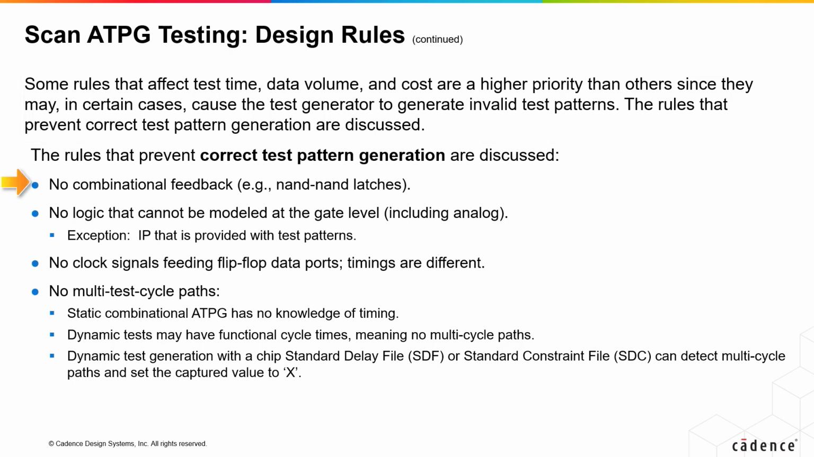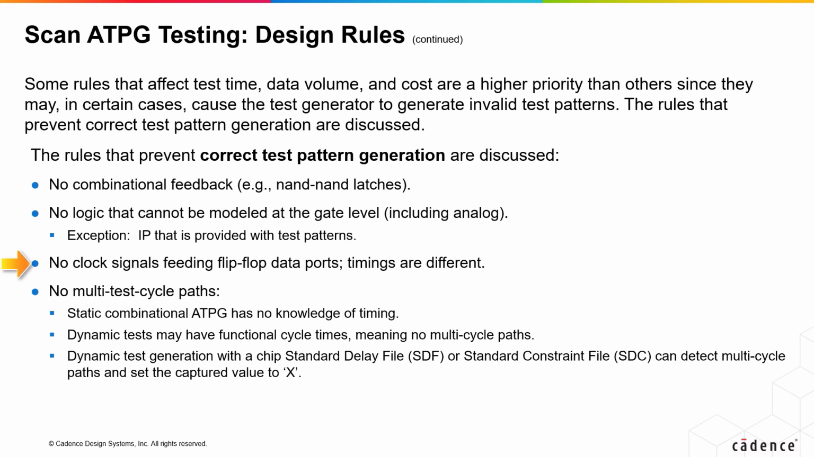First among these design rules is no combinational feedback. In effect, combinational feedback creates unclocked memory in the circuit. Its state is not determined solely by the circuit inputs. This effect is not modeled in the test generator, which assumes that all of the combinational logic starts at an unknown state for each test pattern. If logic cannot be modeled as gates, it cannot be understood by the test generator. IP that is provided as a black box with test patterns is acceptable.